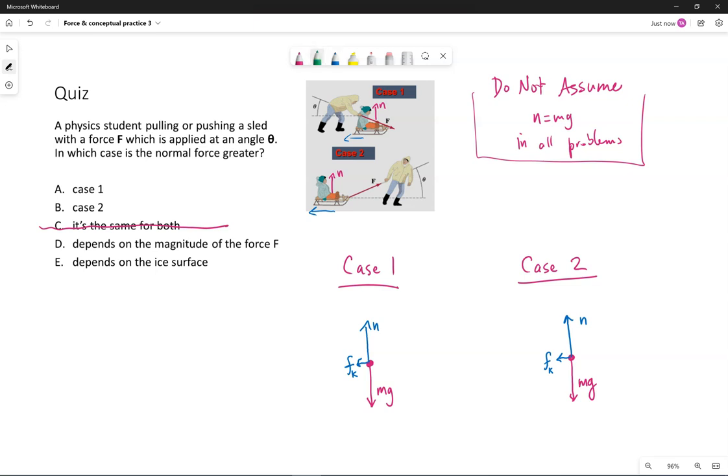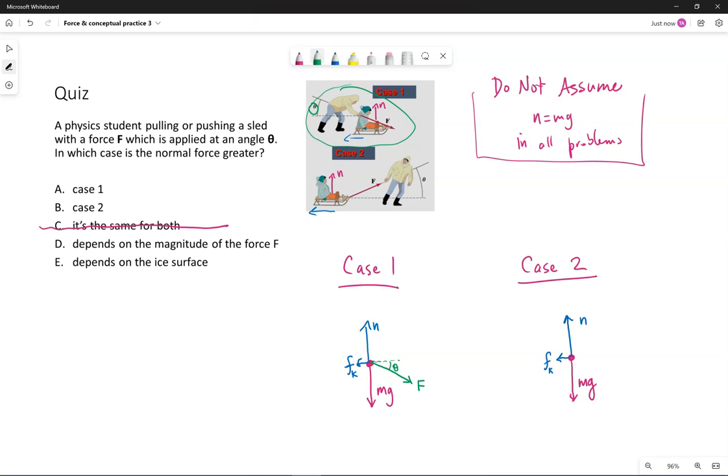Okay, we have one more contact force to account for. In case 1, the student is pushing on the child's back, which in turn is giving the child and sled combination a force. So I'm going to draw that. The force is down at an angle, and they've labeled the angle up here. I can draw it in my picture down here. That angle is with respect to the horizontal.